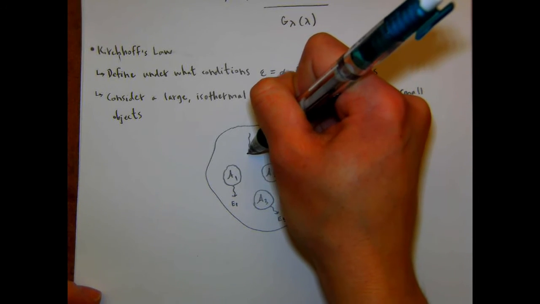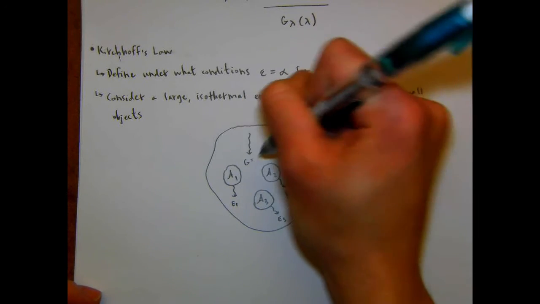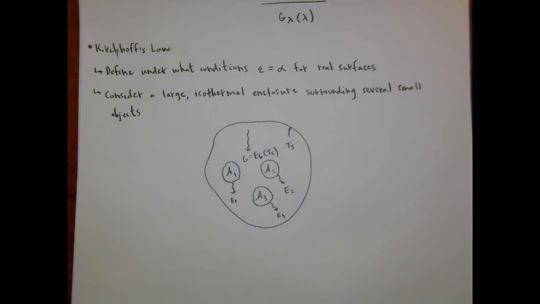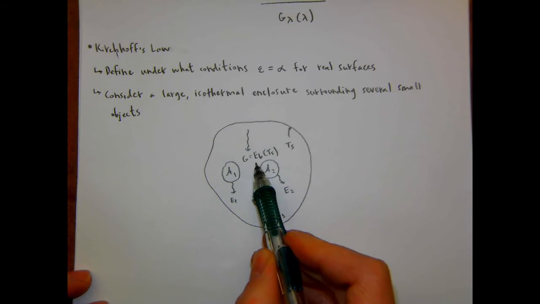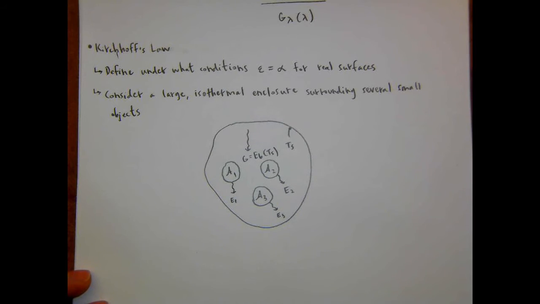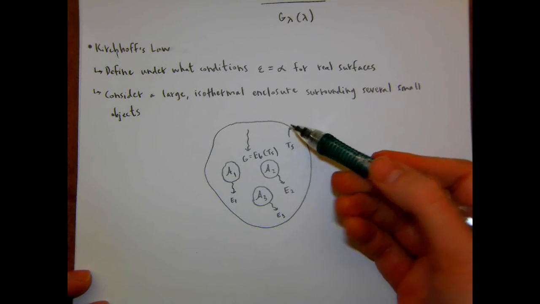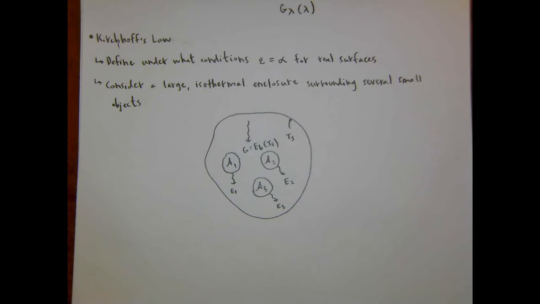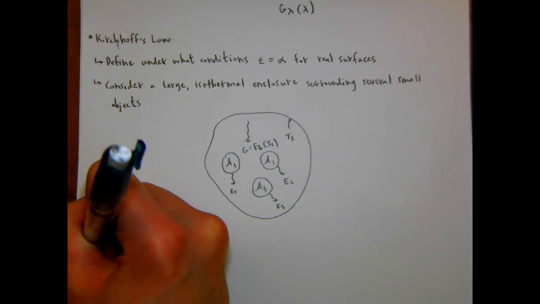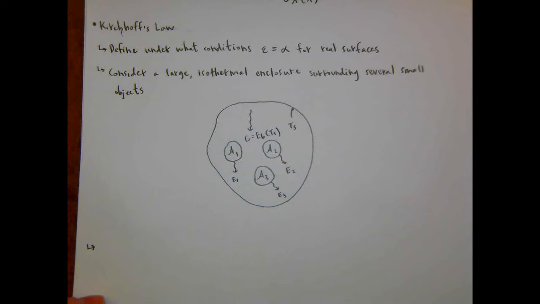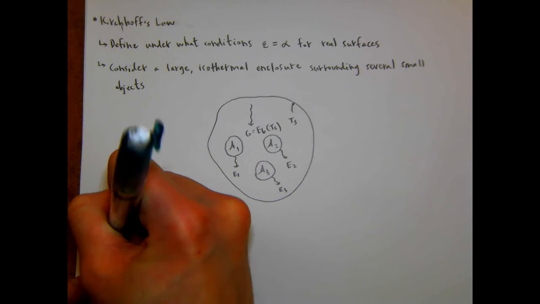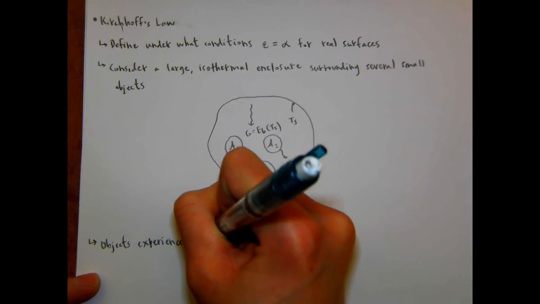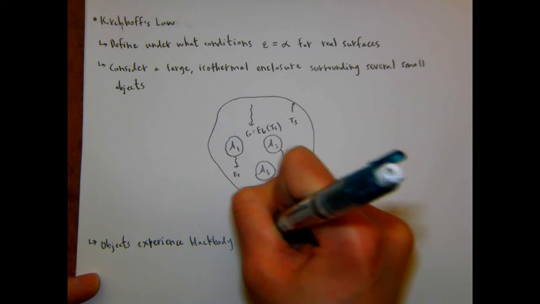And then there's irradiation coming from the cavity. Because the cavity approximates black body behavior, the irradiation is just emission from a black body. So again, there's no reflection because the reflections are all absorbed. So the objects experience black body irradiation.